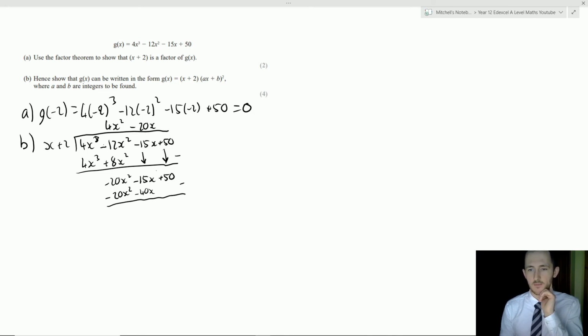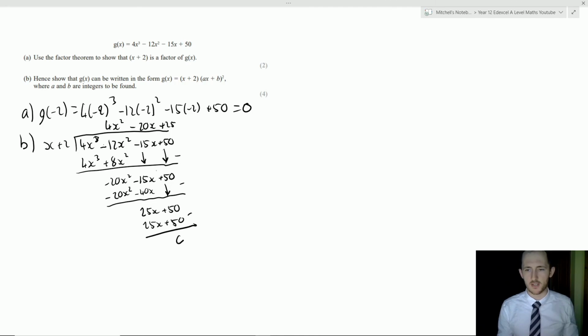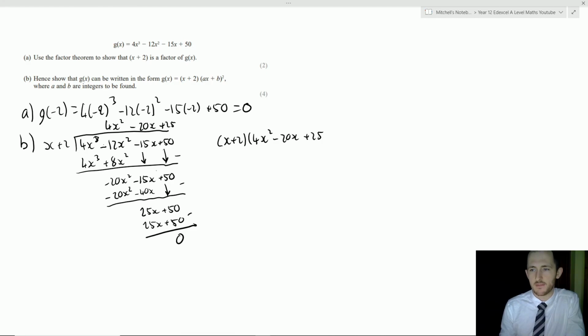Once again, we're going to do subtraction. Minus 15 minus minus 40 would be plus 25x. And that 50 comes straight down. So we have divide by x, you get plus 25. Times by x, you get this. Do the subtraction, you get 0. So in other words, you have x plus 2, 4x squared, minus 20x, plus 25.